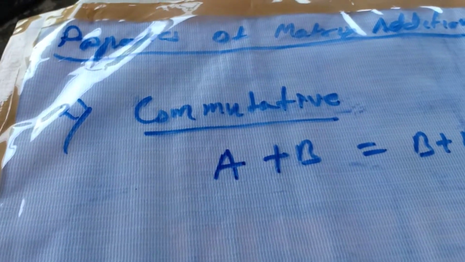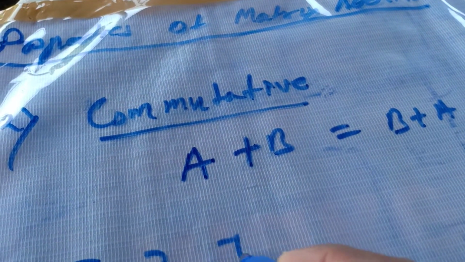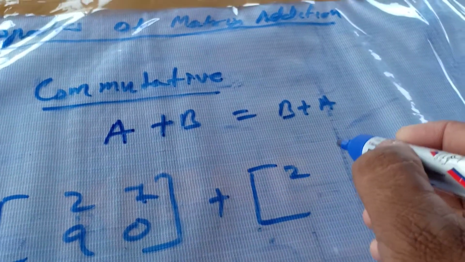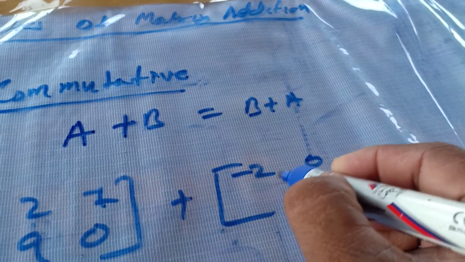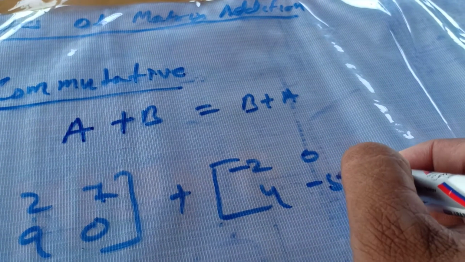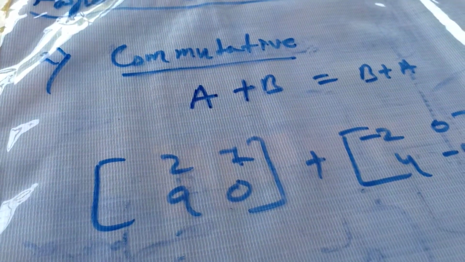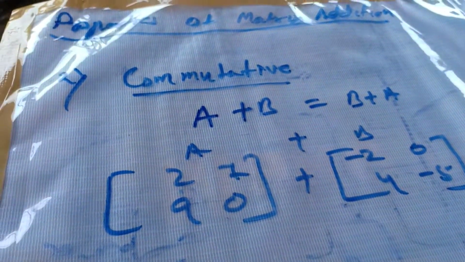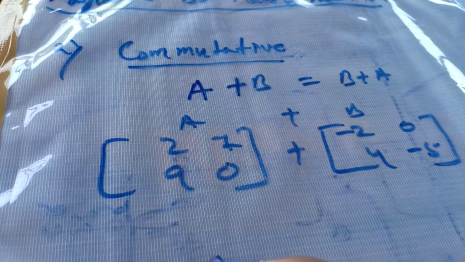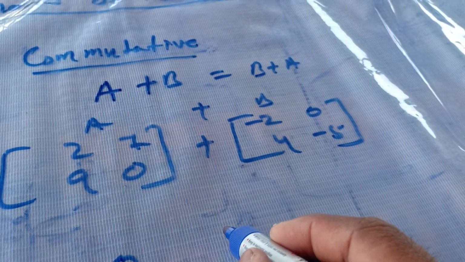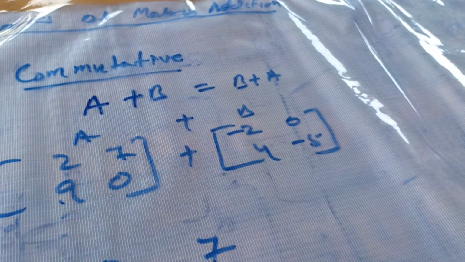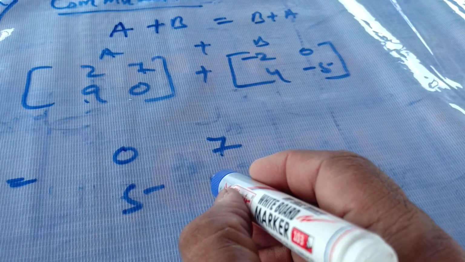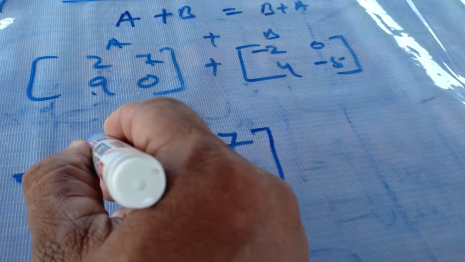Example: let us check a matrix 2, 7, 9, 0. First I add it with minus 2, 0, 4, minus 5. This is A plus B. Then 2 plus minus 2 is 0, 7 plus 0 is 7, 9 plus 4 is 13, and 0 plus minus 5 is minus 5. This is the answer I got.